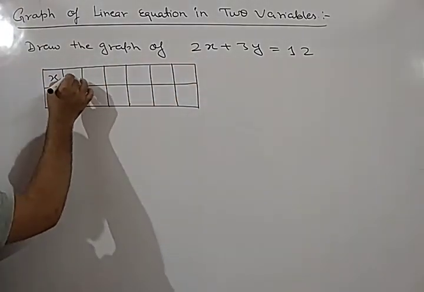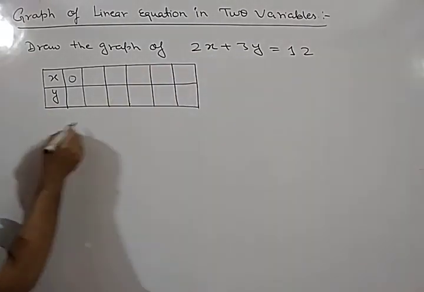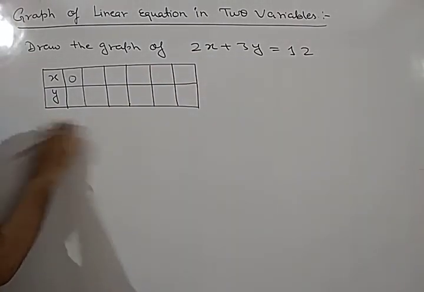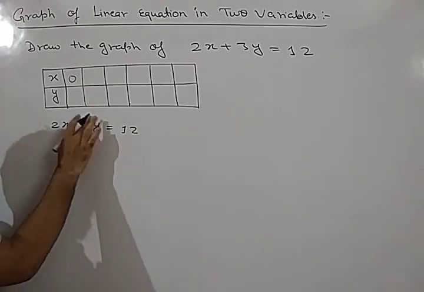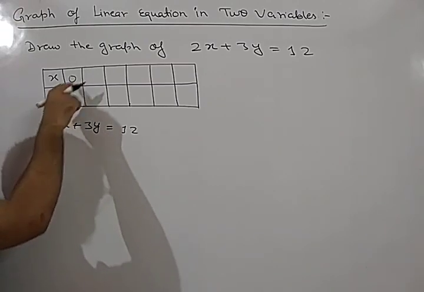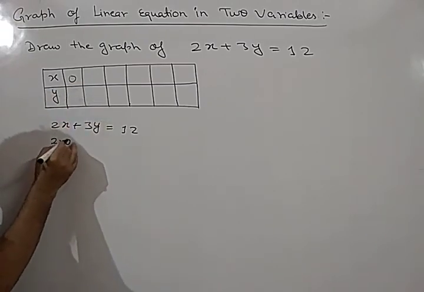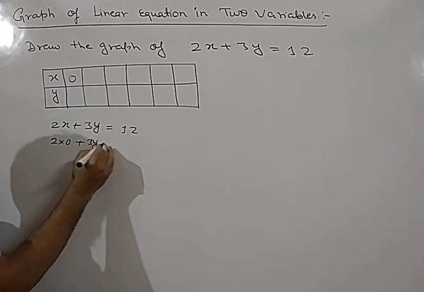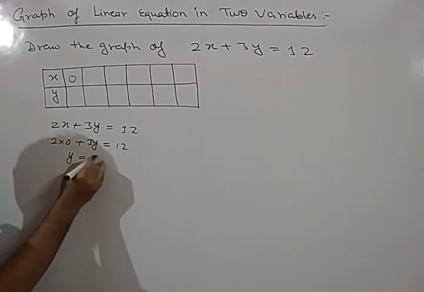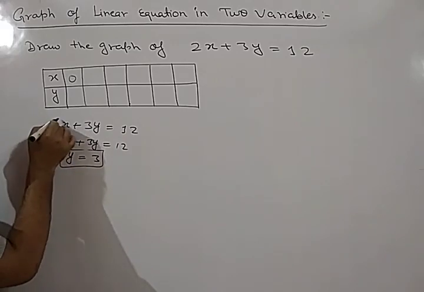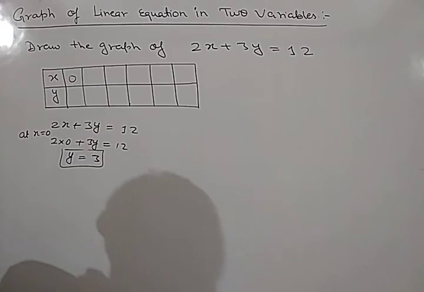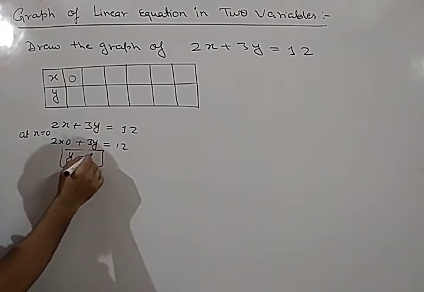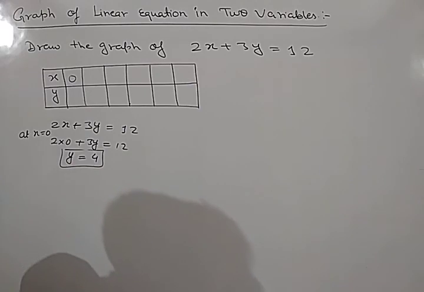Now if we put x equal to 0 in the equation 2x plus 3y equal to 12, you have to find the value of y with respect to x equal to 0. So if you put x equal to 0, then it will be 2 into 0 plus 3y equals 12. So we will get y equal to 4. At x equal to 0, the value of y will be 4. Then put the value here.